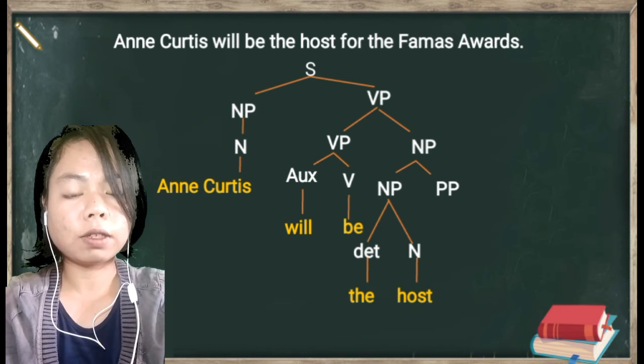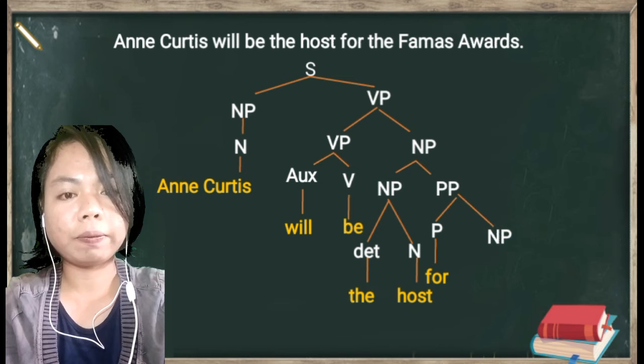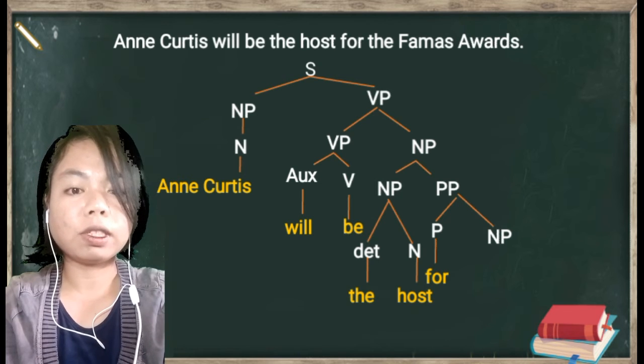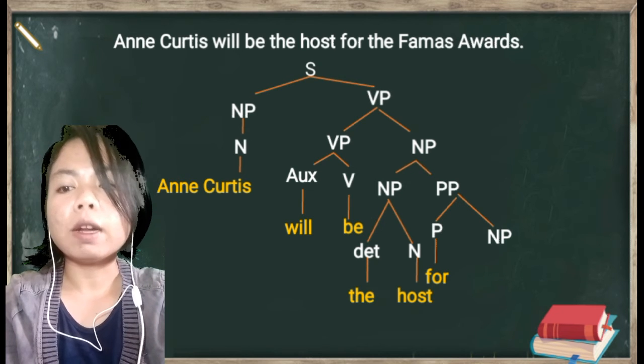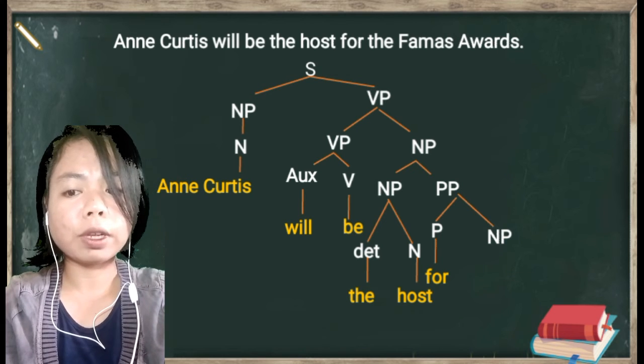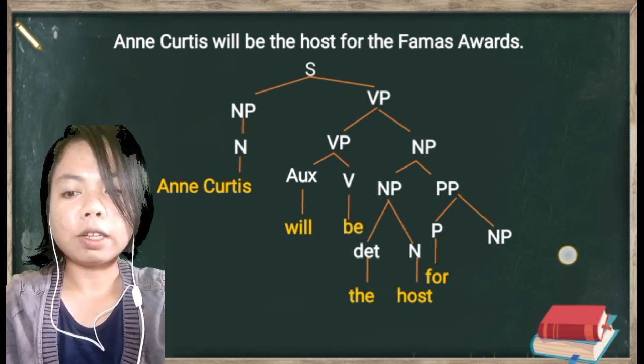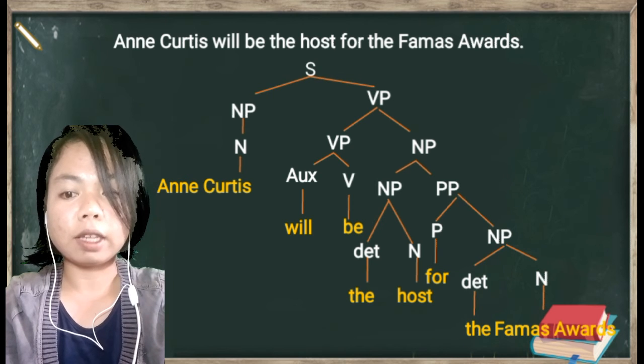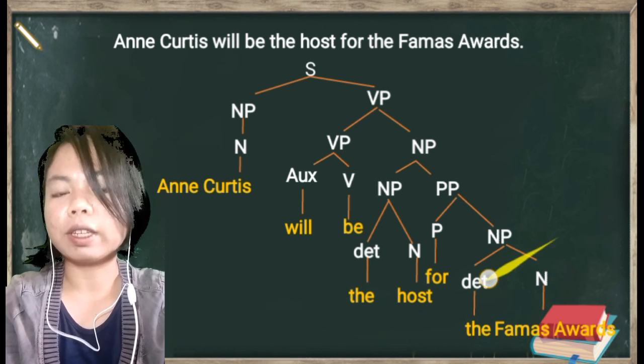Now for the prepositional phrase, this is divided with the preposition and then the noun phrase that includes the determiner and the noun. Now for the preposition, the word is for, and for the noun phrase, the determiner is the word the, and the noun is the word FAMAS Awards.